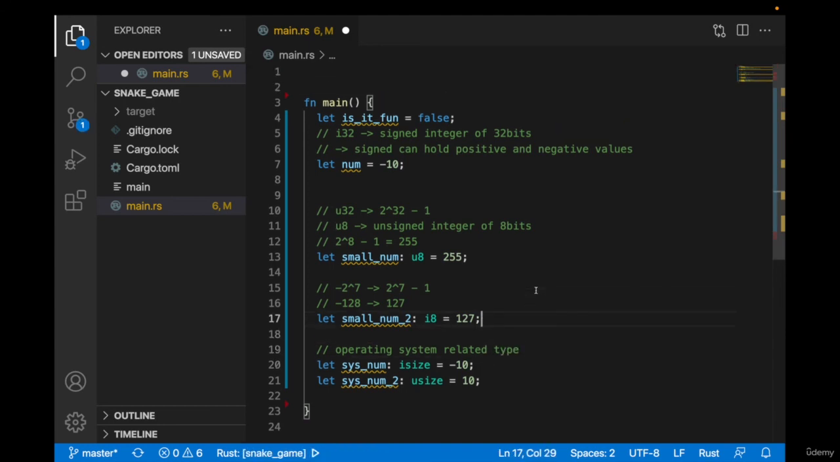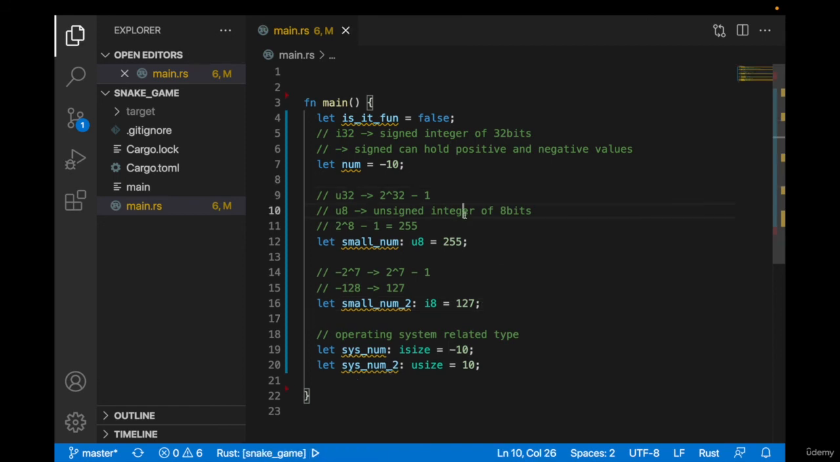All right, guys, so that's going to be it for this lecture. Just some simple primitive types: signed integers, unsigned integers, and one boolean. In the next lecture, we'll continue with more types.